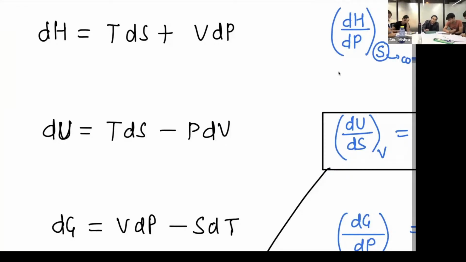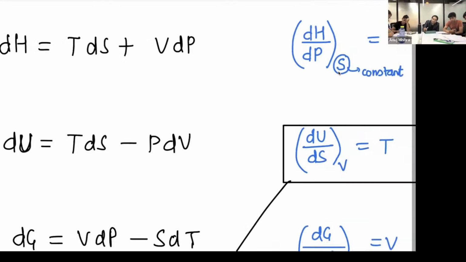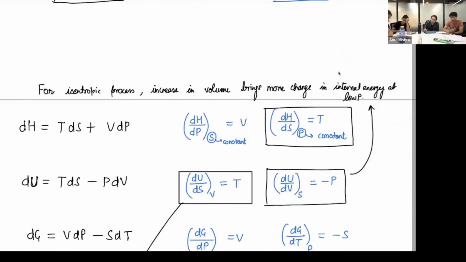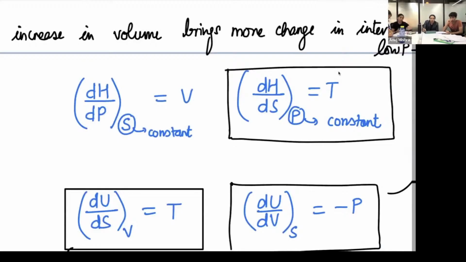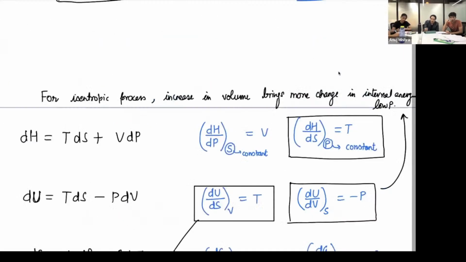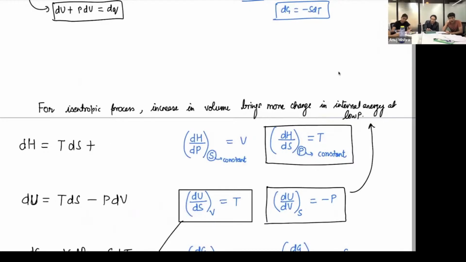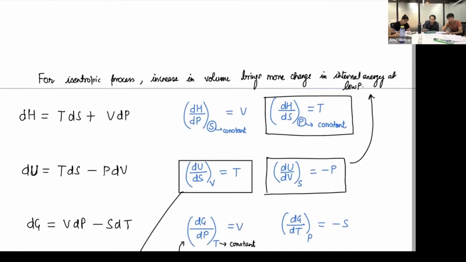Now, if you write dH upon dS at constant pressure, will it be T? Check. Or dH upon dP at constant S is V. इसको यहाँ पे divide करते जाओ. इसको constant करोगे तो 0 हो जाएगा. dH divided by dS is how much? T. At constant pressure, dH upon dS is T, and dH upon dP is V.